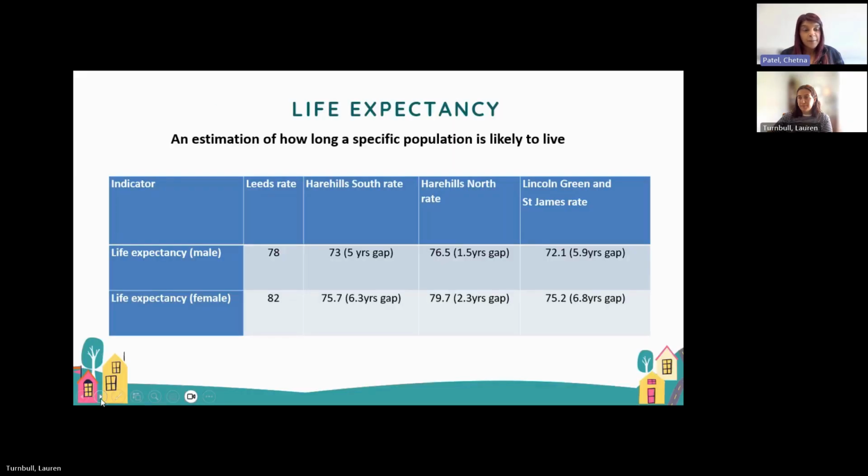Next slide, please, Lauren. So life expectancy, again, you can see the difference between Leeds and the three MSOA areas, and that we have a 5-year gap for Hare Hill South, Lincoln Green and St James for men, and 6 years plus for females in Hare Hill South and Lincoln Green and St James. So a real variation there in terms of life expectancy. Next slide, please, Lauren.